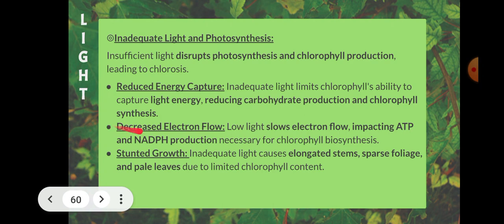The next one is decreased electron flow. When the light intensity is low, the electron flow is slowed down and it impacts the ATP and NADPH production, which is actually very necessary for the biosynthesis of chlorophyll. The next effect is stunted growth. When light is not sufficient, it causes elongated stem, sparse or very less foliage, and pale or less pigmented leaves due to the limited chlorophyll content.